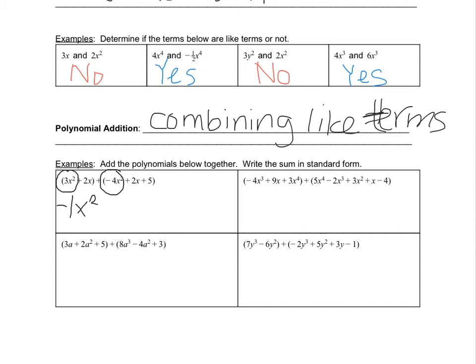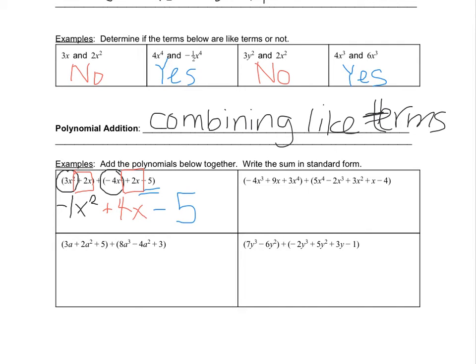My next term I'm going to worry about is this plus 2x, and I can see there is another term that just has an x. It's also a plus 2x. So 2x plus 2x, that's 4x. And last but not least, I've got this minus 5 hanging out by itself, nothing to combine with, so this is minus 5.